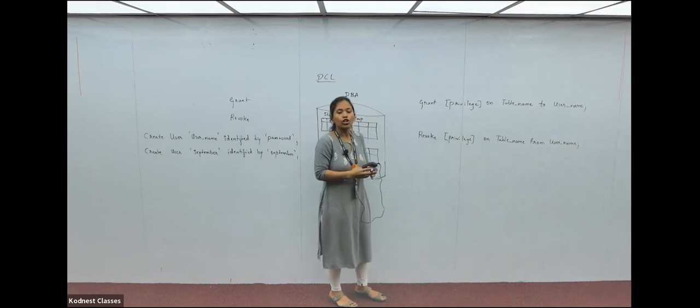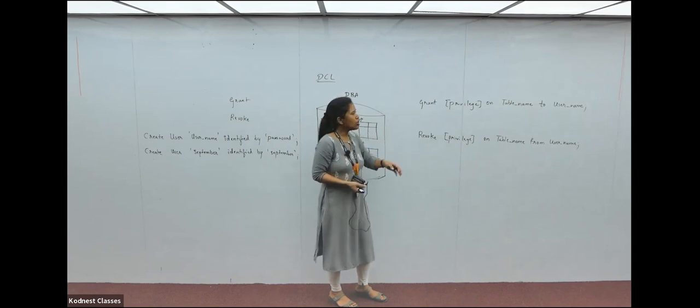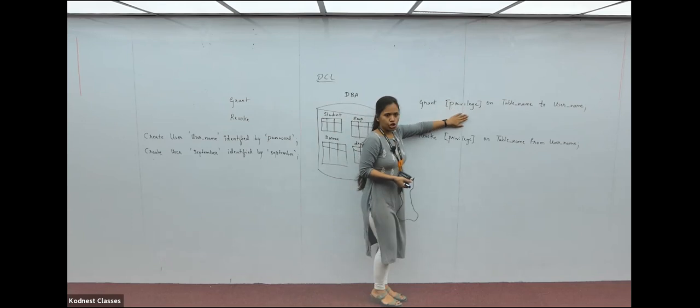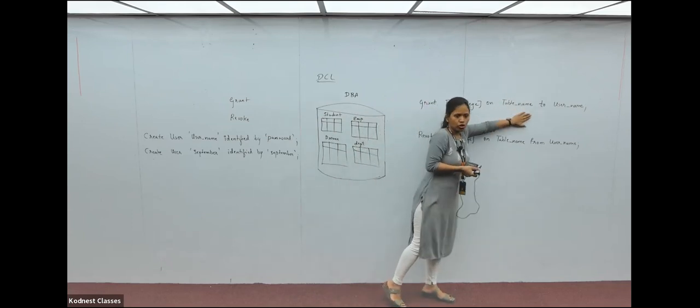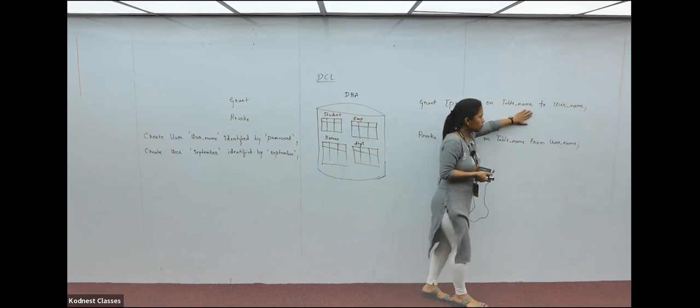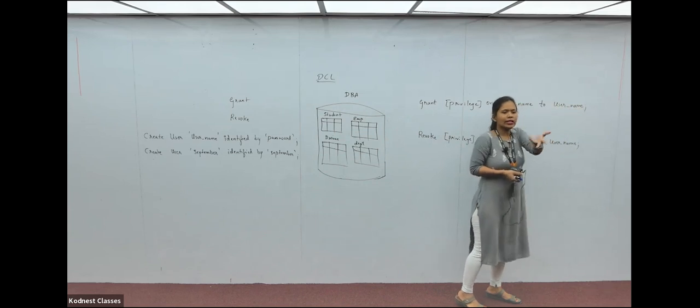So if the DBA wants to give the permission to the particular tables, the data in the table, you will tell grant, what privilege you want to give, that privilege you tell here. On which table you want to give the permission, that table name. To whom you want to grant, that user name. This is how you will grant the access.